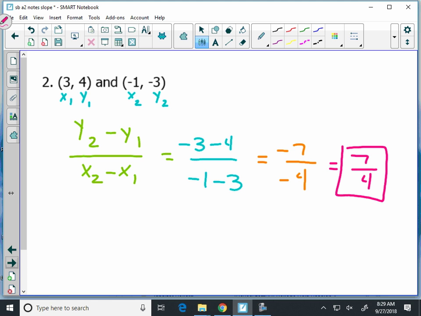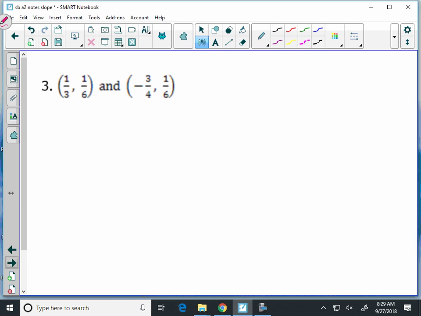Questions over that? Let's take a look at 3. It's a little goofy because our x1 and our y1 and our x2 and our y2 are fractions. But that's okay. The process is still the same. Label. It helps. Write down the formula. y2 minus y1 over x2 minus x1. We follow that formula here.